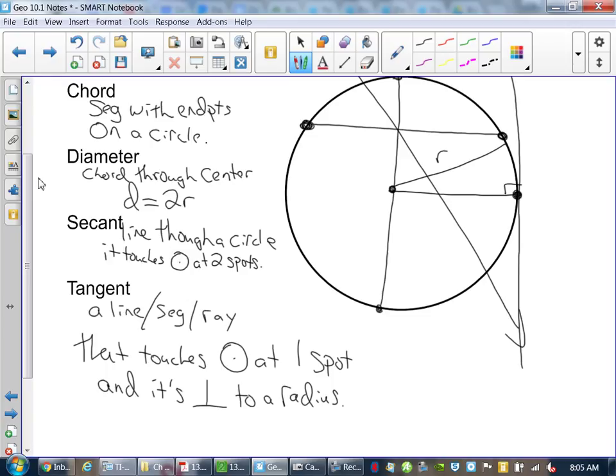Trying to think of some easy way for you to write that out. So you could say, FG is tangent to circle A at point H. That's what that would look like.